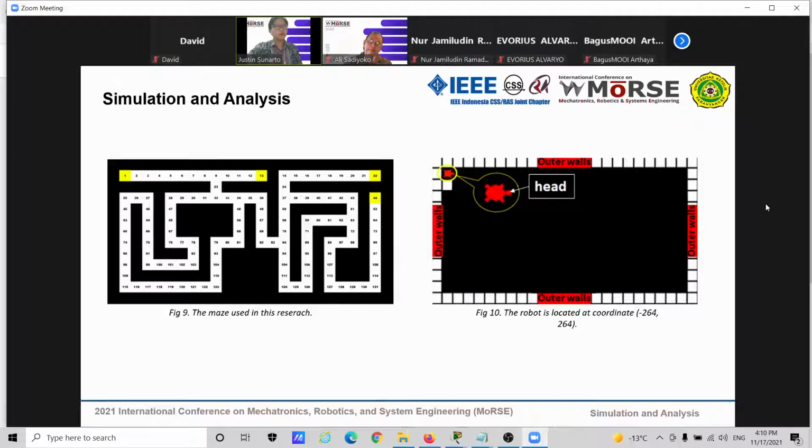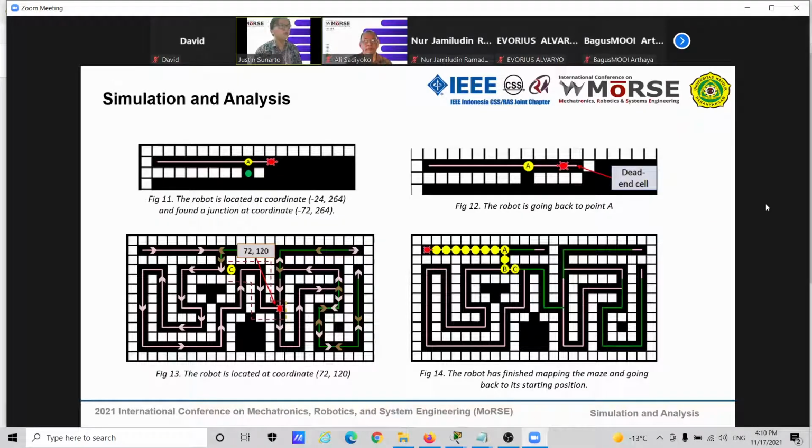The robot will continue moving on the maze by following its priority and also environment condition until the robot is located at coordinate minus 24, 224 in figure 11. In this condition, the robot found a junction at coordinate minus 72, 264, which is represented by point A, and the robot will record the right coordinate of the robot to the depth list and continue to move along the maze until it finds a dead end cell.